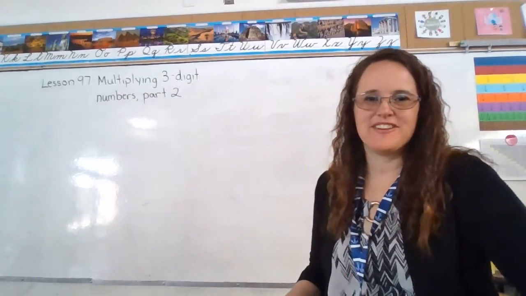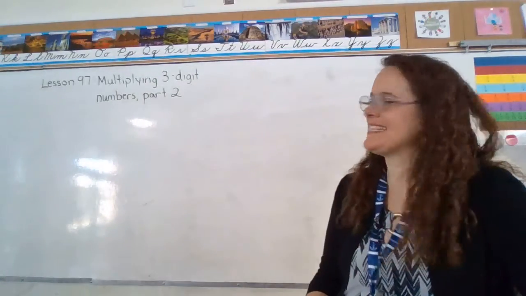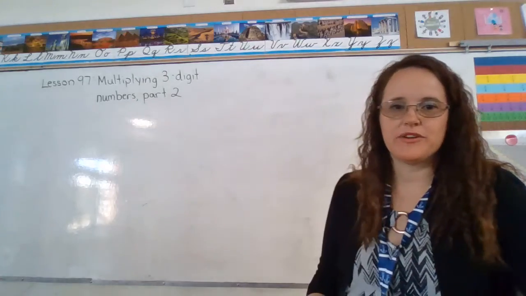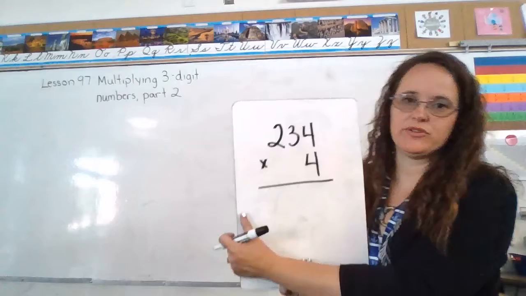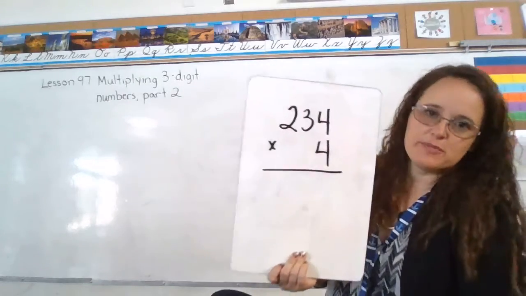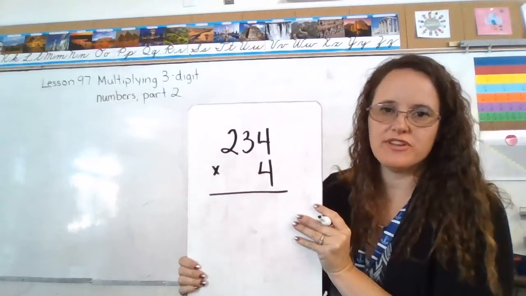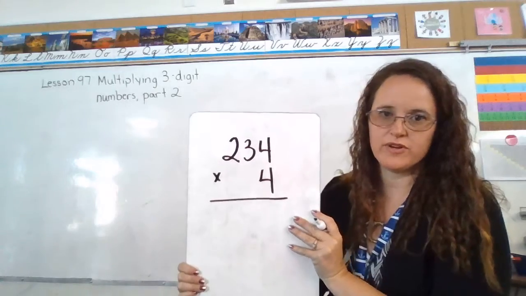Hi class, today we are on Saxon Math Book 3, Lesson 97, and we are going to be doing part 2 of multiplying 3-digit numbers. So here is our first problem. We have 234 times 4.